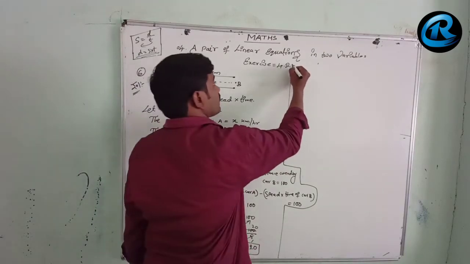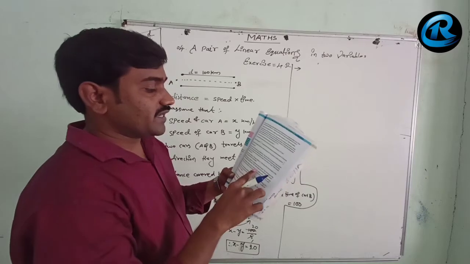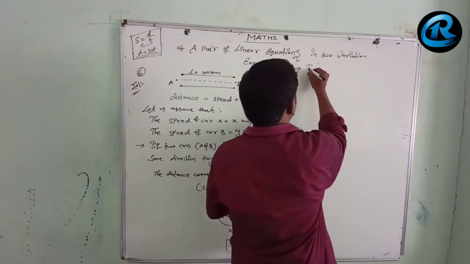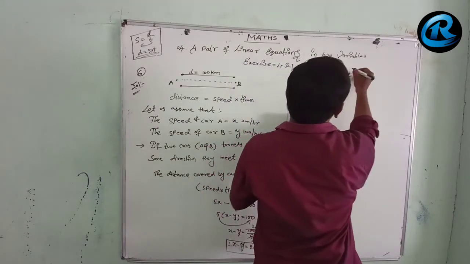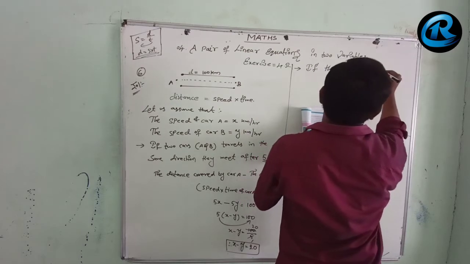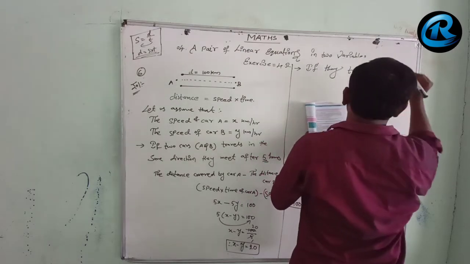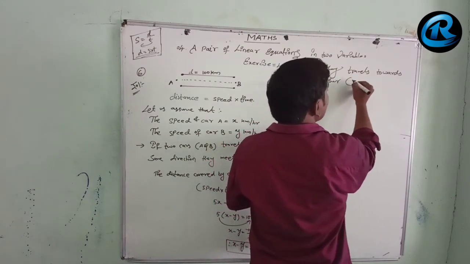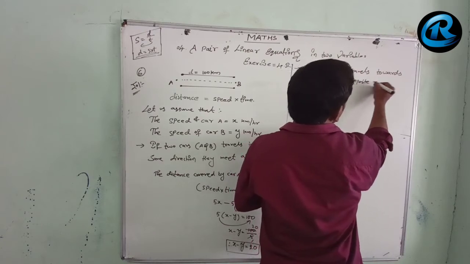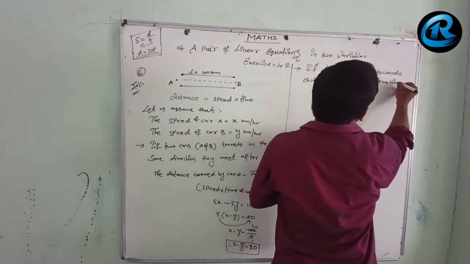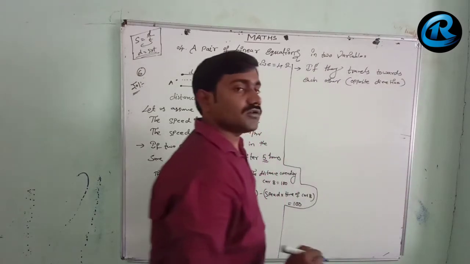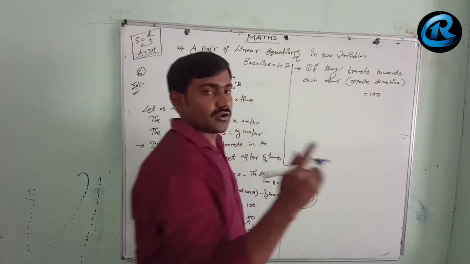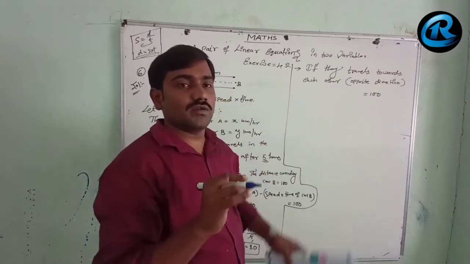Then see, now if they travel towards each other, that is nothing but the opposite direction. In the opposite direction we have to add the speeds now. So however they will be covering 100 kilometers. So car A and car B will be covering 100 kilometers now.